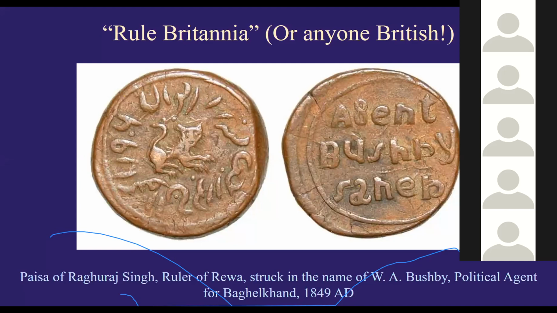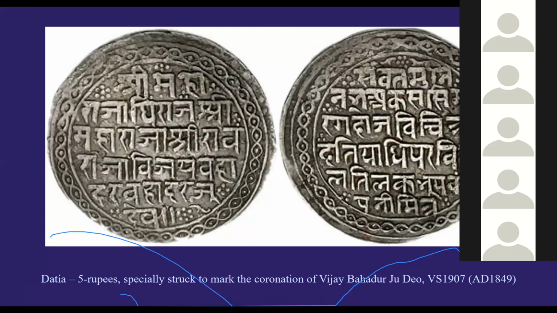So this is a classic example of how particularly excited the Indian rulers were with regard to Lord Dalhousie's policies of assimilating these princely states into British India. The second example is this unique 5 rupee coin, a ceremonial coin struck by Vijay Bahadur, the king of Datia, which was on the western side of Bundelkhand, whereas Rewa was on the eastern side of Bundelkhand.